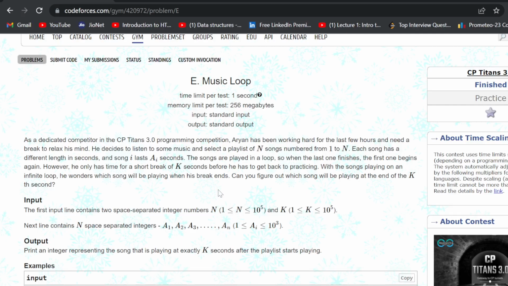However, he only has time for a short break of k seconds and needs to get back to practicing. With the songs playing on an infinite loop, he wonders which song will be playing when his break ends. Can you figure out which song will be playing at the end of the kth second?